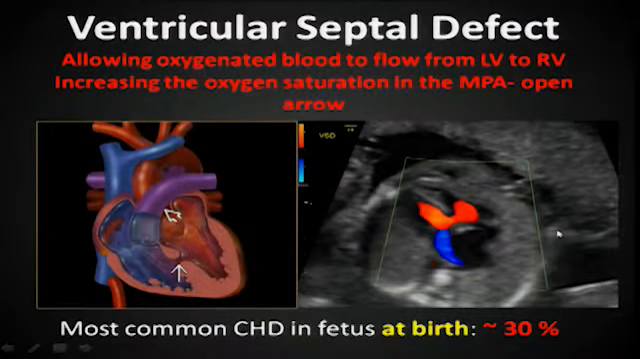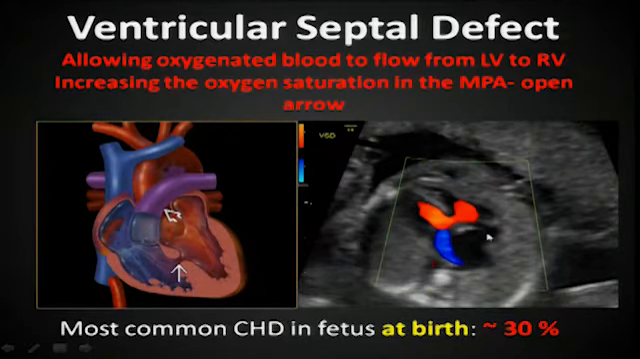So looking at ventricular septal defects, that's where it's allowing the oxygenated blood to flow from the left ventricle to the right ventricle, increasing the blood saturation in the main pulmonary artery. We're looking at this open defect here. It's the most common heart defect in the fetus at birth, right about 30%. So we're looking right here, looking at that ventricular septum. So here's where your color really helps.